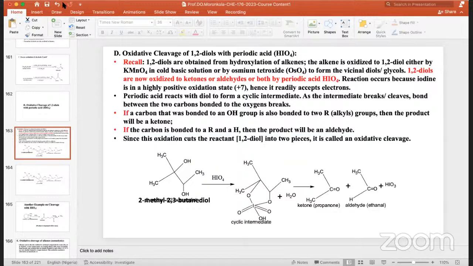Now, look at where my cursor is. They are neighboring carbons. So we have a C-OH bond and another C-OH bond neighboring. That's why I call it a 1,2 diol. Now, utilizing this reagent, periodic acid, HIO4, it's going to break in between. And the breakage, like I said, will first form a kind of cyclic system like this.